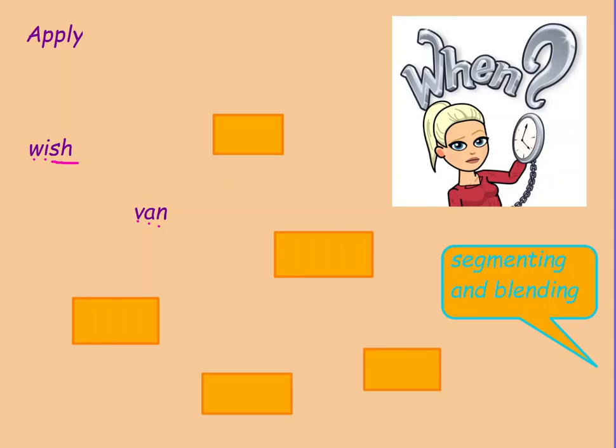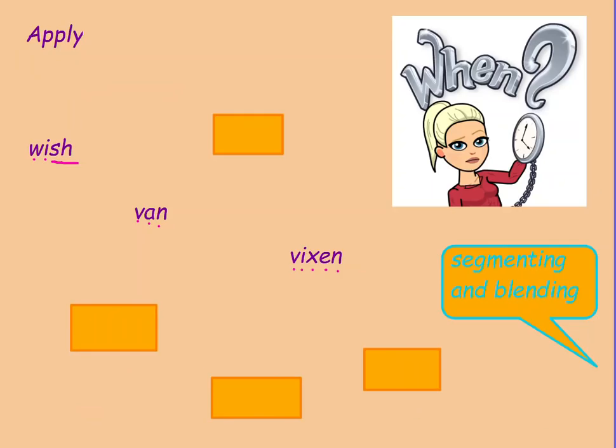I am going to segment the word. V-i-x-e-n. Okay, 5 sounds in that one. What word did I say? Okay, I did indeed say vixen. Well done if you got that correct. A vixen is a lady fox. Okay, all segmented sounds there. Okay, next one. Ready?